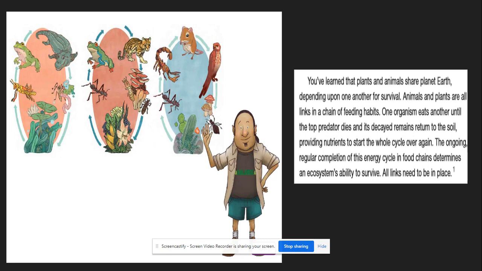You've learned that plants and animals share planet Earth, depending upon one another for survival. Animals and plants are all links in a chain of feeding habits. One organism eats another until the top predator dies and its decayed remains return to the soil, providing nutrients to start the whole cycle all over again. The ongoing regular completion of this energy cycle in food chains determines an ecosystem's ability to survive. All links need to be in place.